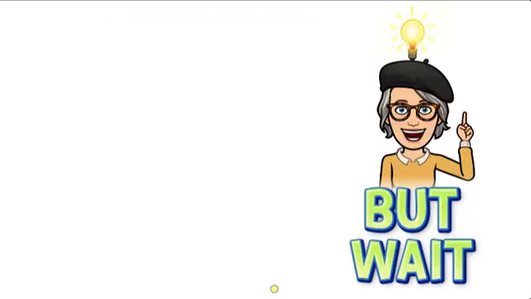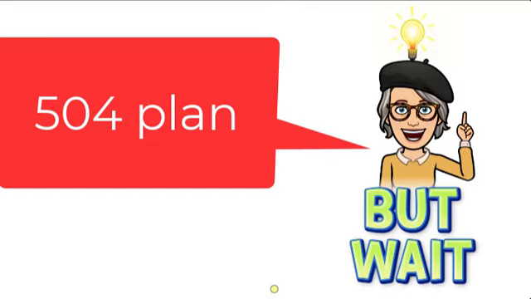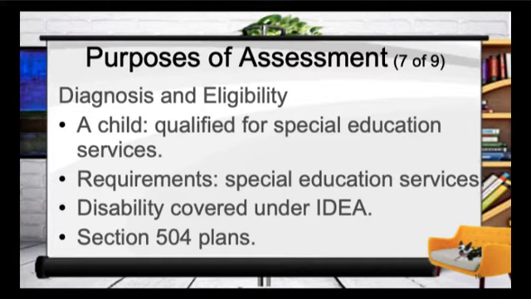But in those circumstances, even though the student's not eligible for special education services, the child might be eligible for accommodations under Section 504 of the Rehabilitation Act of 1973. These are called Section 504 plans. And in this case, a Section 504 plan can be developed to provide any needed additional accommodations because specially designed instruction and special education services aren't needed.